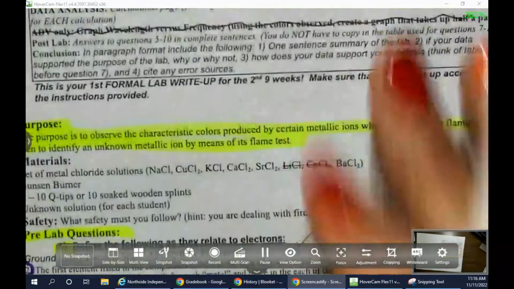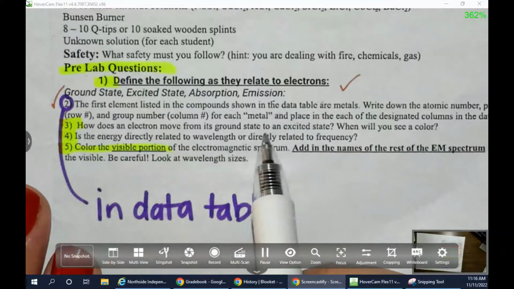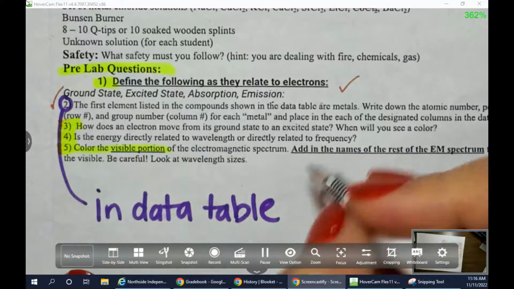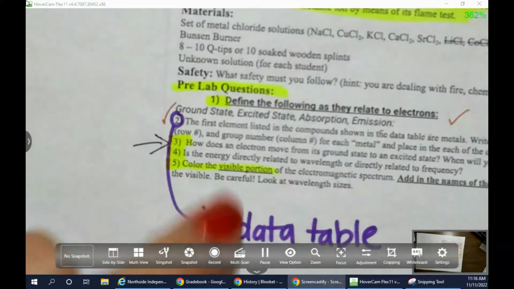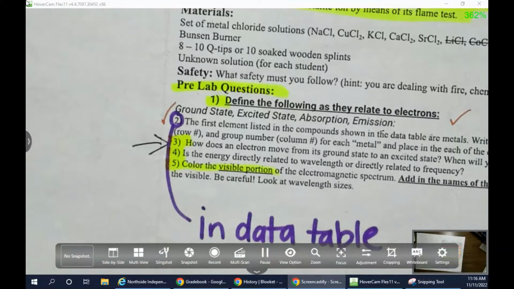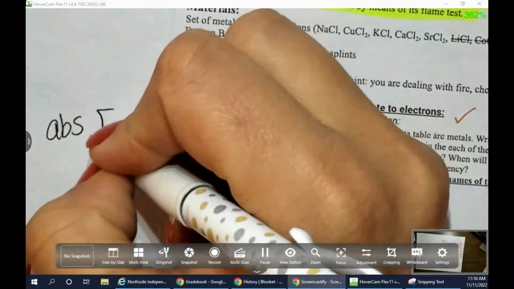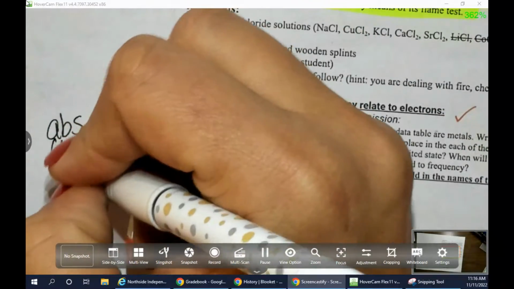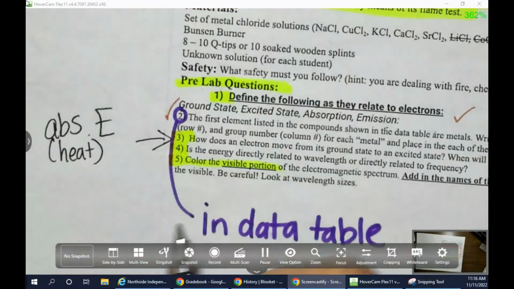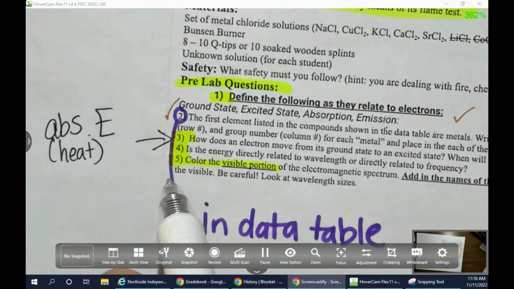Then you go back to your pre-lab questions. Number 3 said, how does an electron move from its ground state to an excited state? So we just had that in the booklet. How did it move from ground to excited in our lab? It absorbed energy. Good. And how did it specifically do that? We heated it up, so we gave it heat. Yours has to be in a complete sentence, just so you know, so don't just write that in your journal. I'm just giving you some hints.